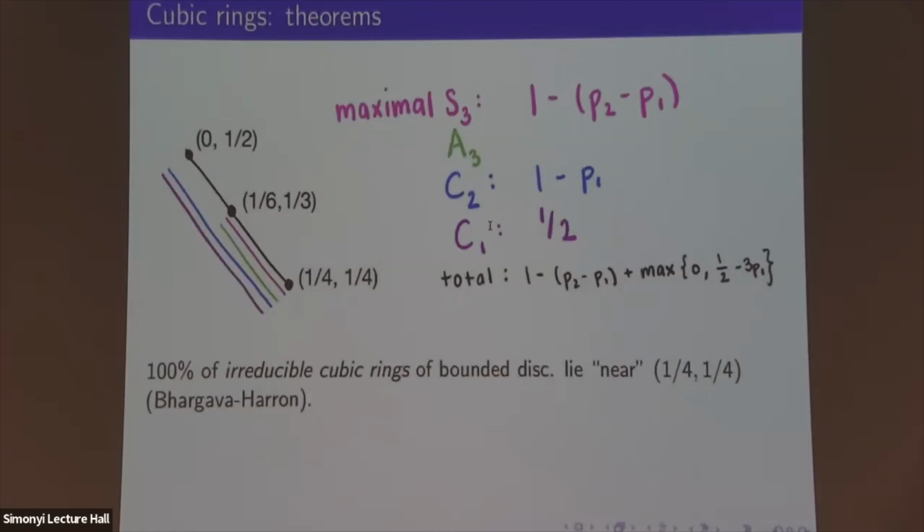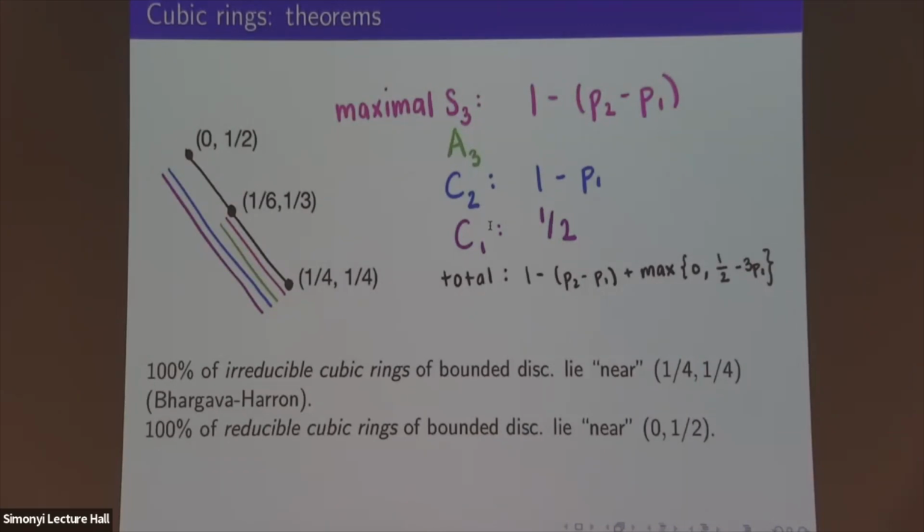Okay, so there are some other features we can see here. First of all, if you look at this total density function and you look at the values where that total density function equals 1, you get 2 points. You get this point over here, and you get this point over here. However, everything on here will be a reducible ring. So that implies that 100% of irreducible cubic rings of bounded discriminant lie close to here. That same statement is a corollary of Bhargava and Harron's work on equidistribution of lattice shapes of cubic rings, but here's another way to see that.